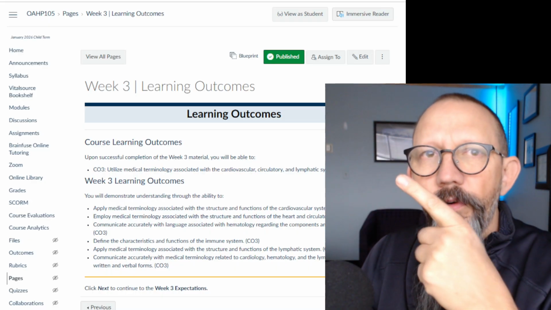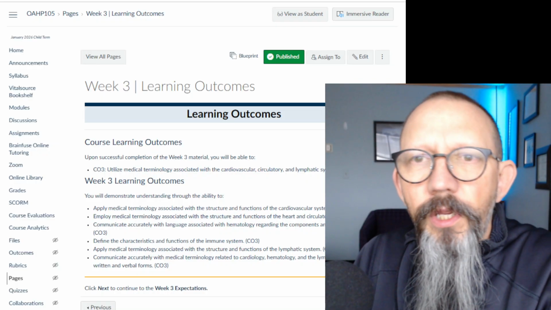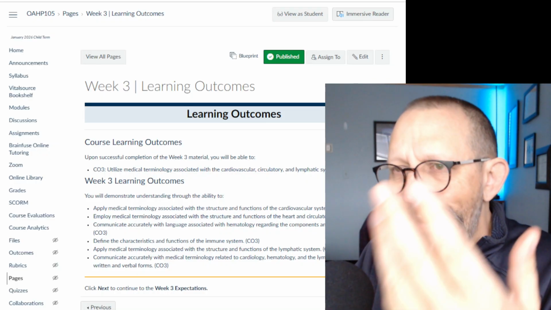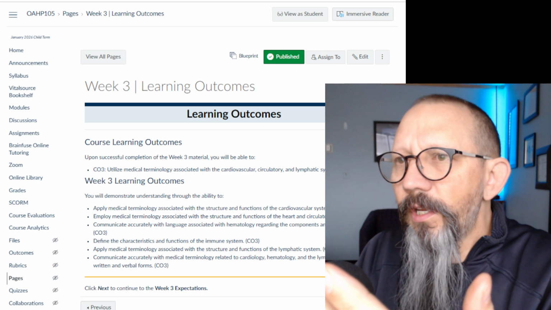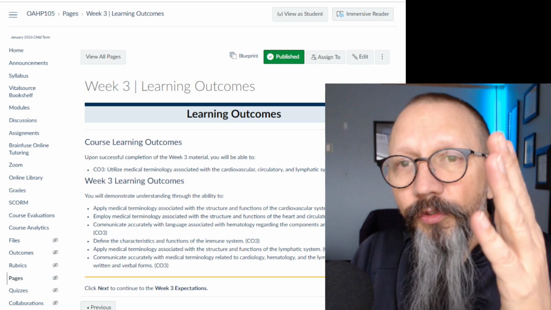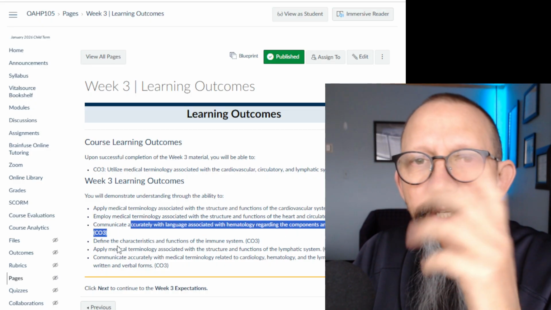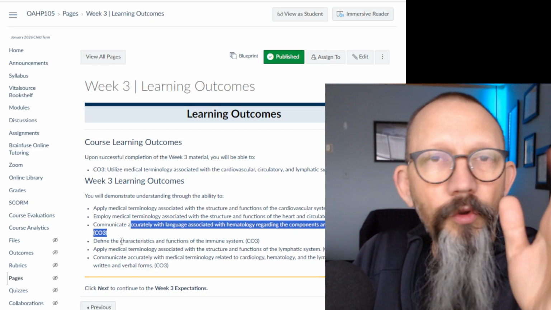So we're looking over here at the learning outcomes, and upon successful completion, you'll be able to talk about things like terminology associated with the structure of the heart, the cardiovascular system. We're going to go through that super duper quick. Heart and circulatory vessels, hematology. We did a little bit about that in the review and preview. Go back and look at that.